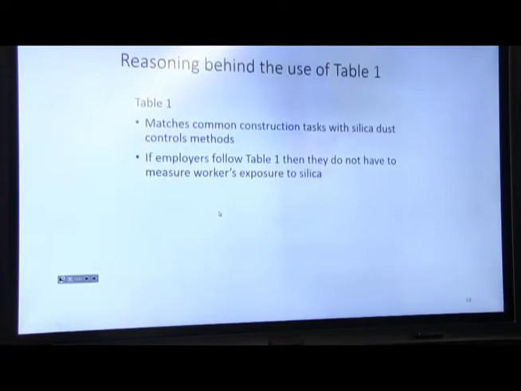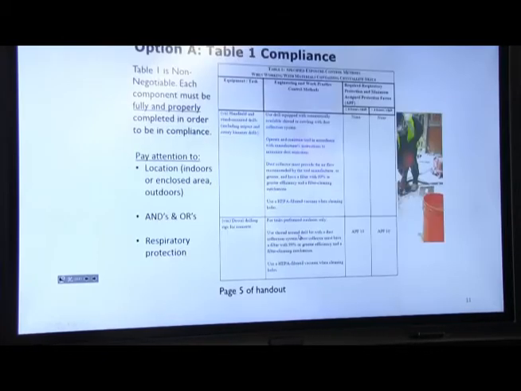So each one of these common tasks is going to be associated with a control measure in Table 1. Here is where Table 1 is, and this will also be in the Huston Electric safety manual. It's going to have its own tab as far as silica exposure.